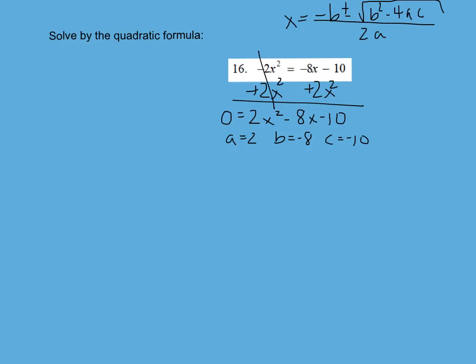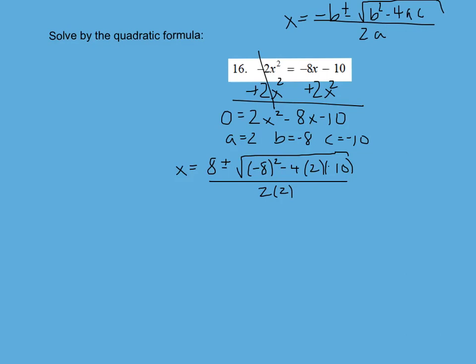Okay, so plug in. Opposite of B. Oh, so here my B is already negative, so when I plug it in, I want to actually make it positive 8. Plus or minus the square root of B squared minus 4AC. Remember, make sure you put everything in parentheses. And we've got all over 2A.